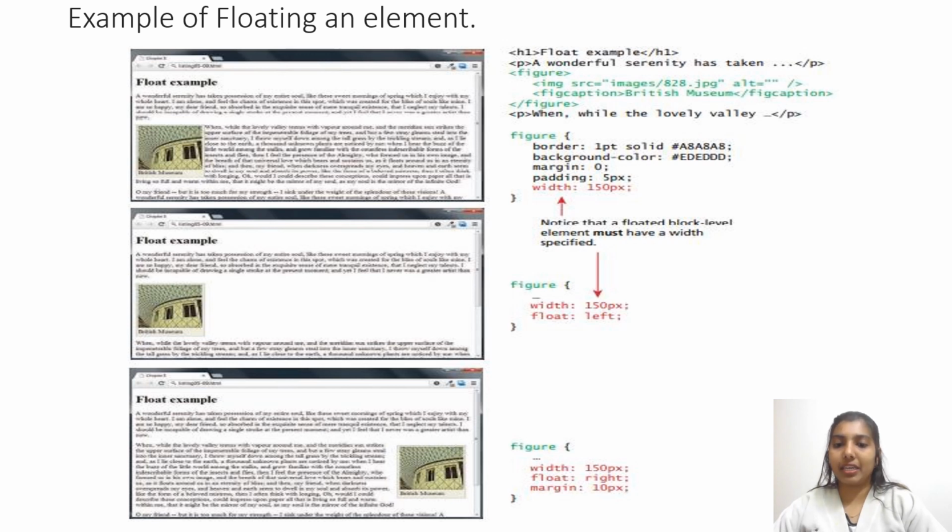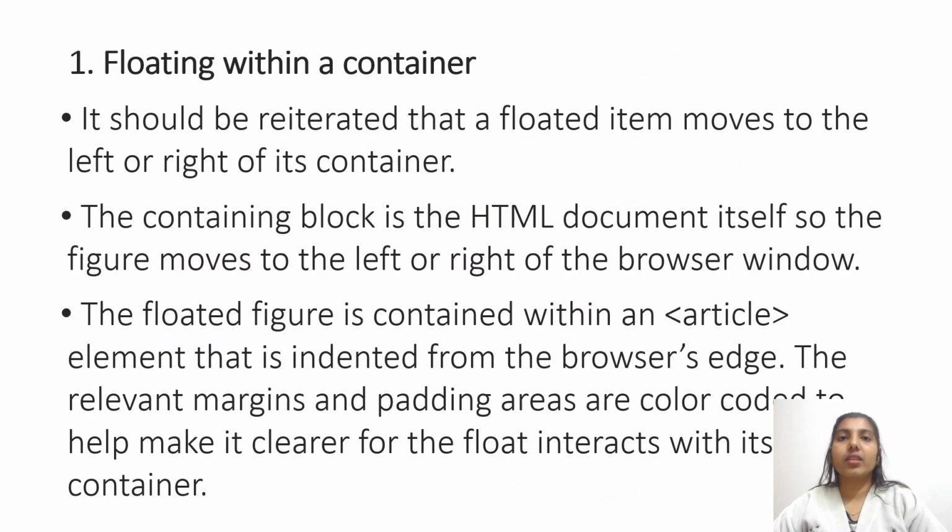So there will be a margin and the image will be floating towards the right side with a width of 150 pixels. Floating within a container. It should be reiterated that the floated item moves to the left or right of its container. The containing block is the HTML document itself, so the figure moves to the left or right of the browser window.